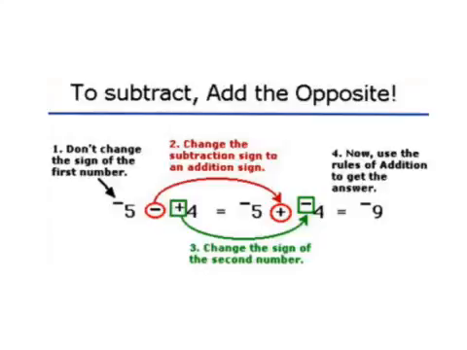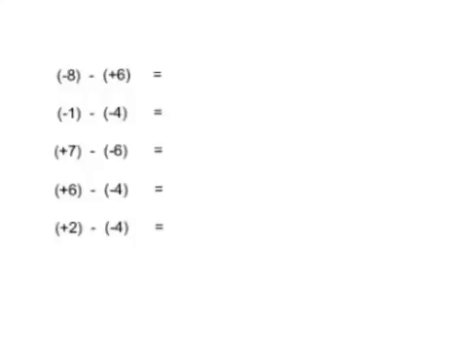Let's try a few. So in this first one, I'm going to rewrite the problem. I'm going to leave the first the same, -8. I'm changing the minus to a plus, and I'm going to switch the sign of the second number. So as I did that, the -8 stayed -8. The minus turned to a plus. The +6 changed to a -6. So now I have -8 plus a -6. My signs are the same. I add the numbers and I keep the sign. So your answer here is a -14.